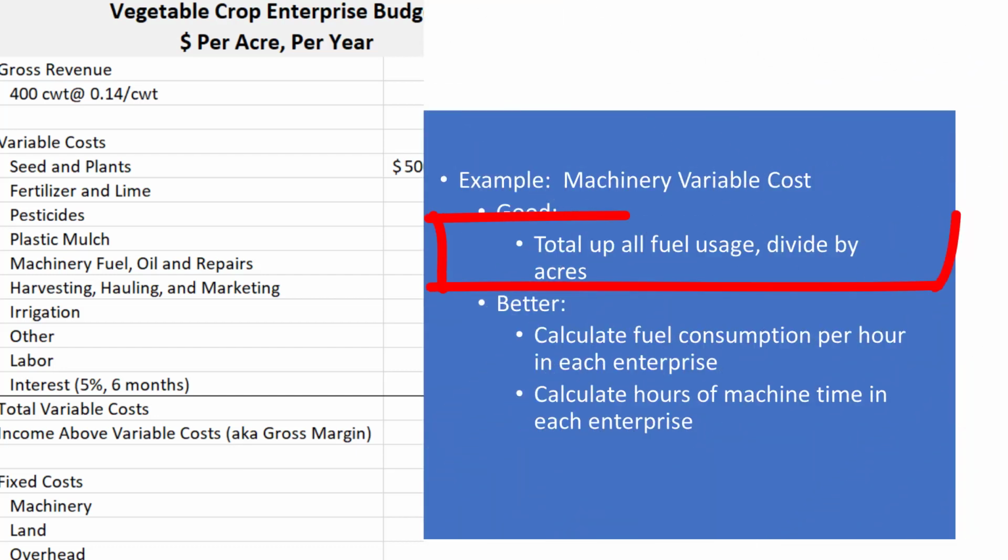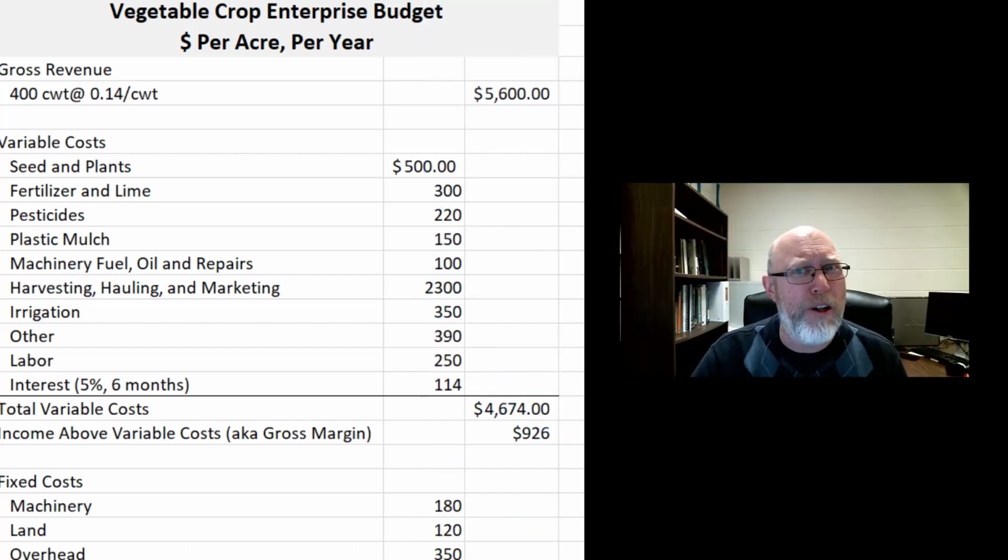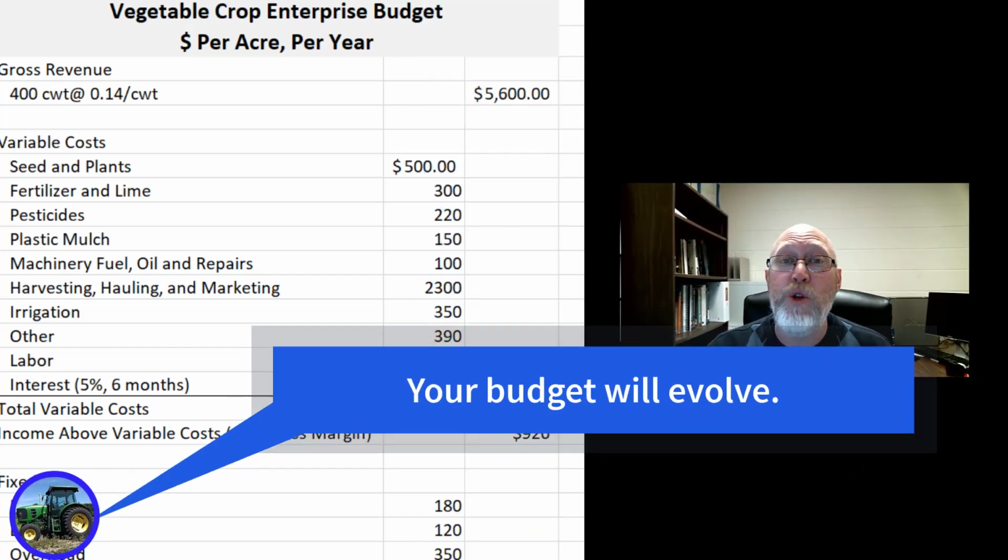Maybe the first year you do your budget, you use method number 1. And maybe year number 2, you've learned more and you've gotten better at your budget. So year number 2, you build a better budget. Don't think you've got to jump into these budgets and build perfect budgets overnight on the first try. This is a tool that's going to evolve as your operation evolves.